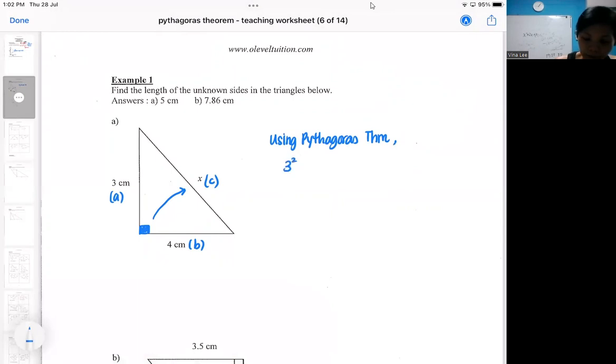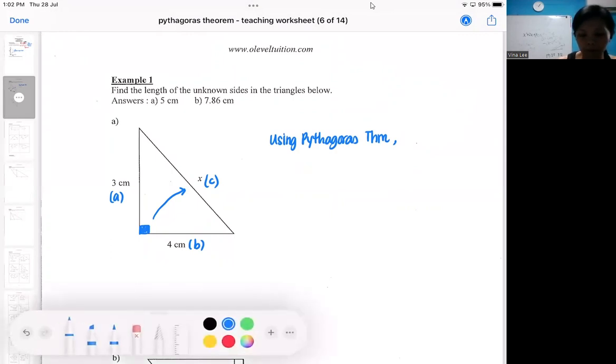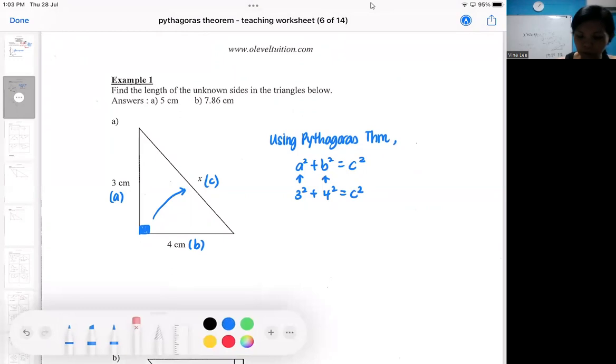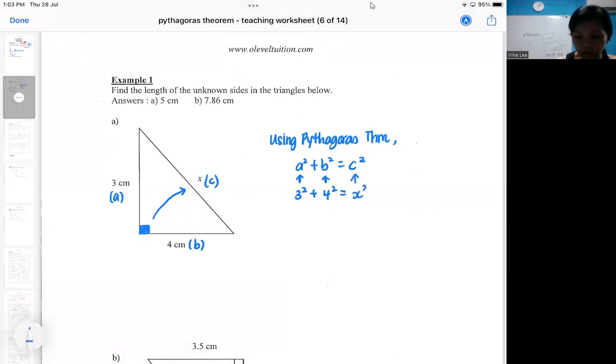So it will be 3 squared plus 4 squared. Sometimes you might want to write your formula out first. For a start, maybe you would like to write the formula out and put in your A, put in your B, and put in your C. Okay, that one is just a generic formula, so you have to replace the alphabet A, B, C accordingly.